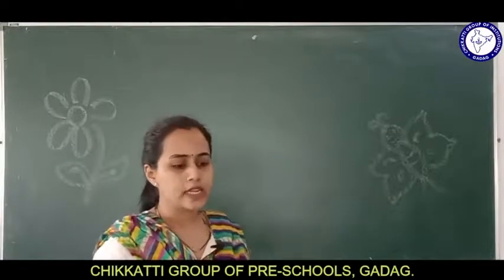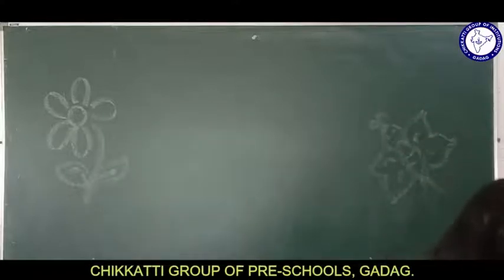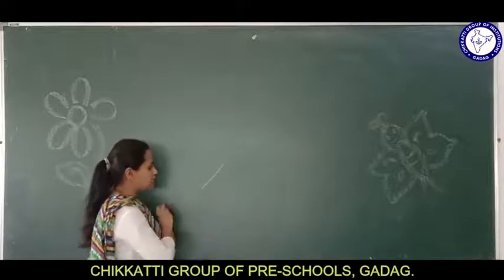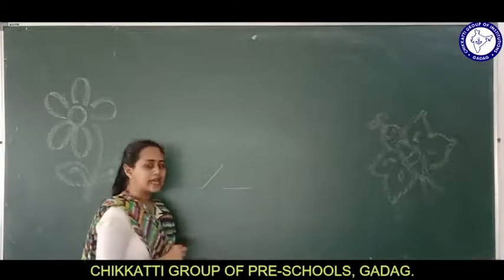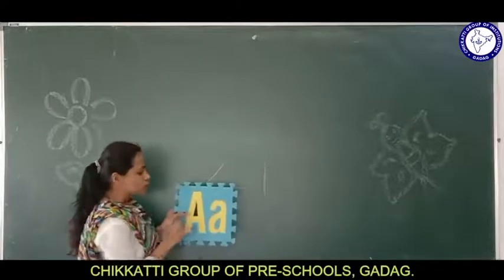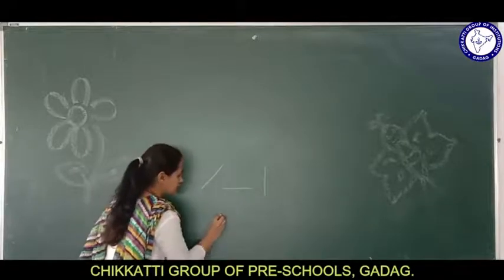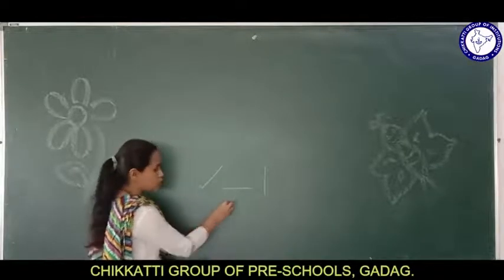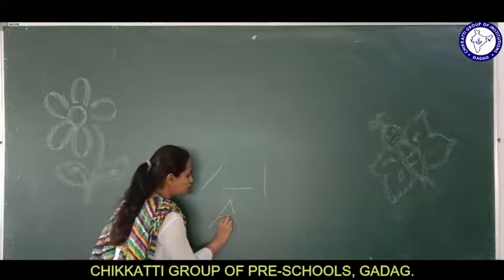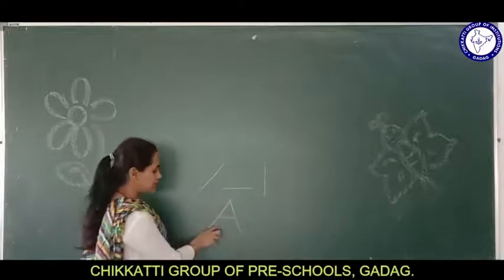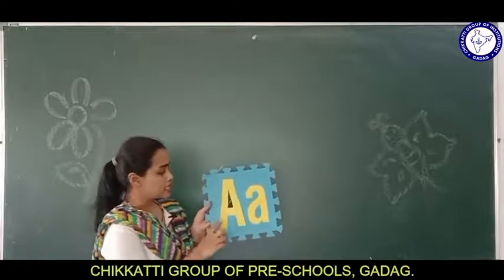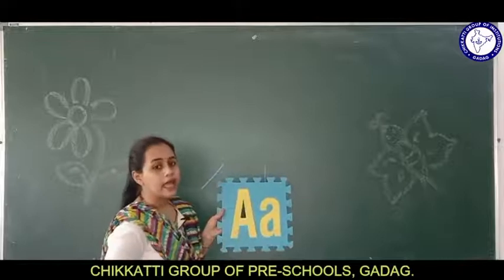You know which is a sleeping line and which is a standing line, right? This is a slant, this is a sleeping line, and this is a standing line. So how to write A? Slant from down to up to down, and here one more sleeping line. It becomes A. It's a capital A, right?